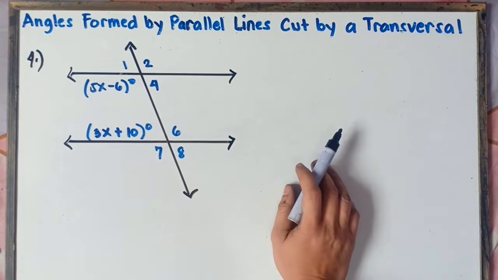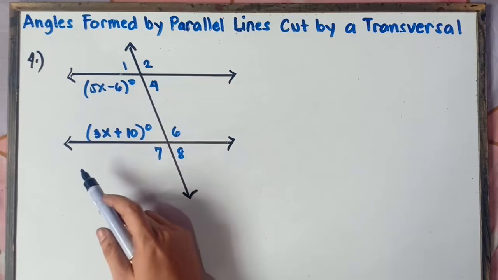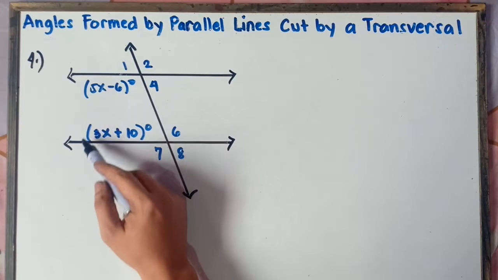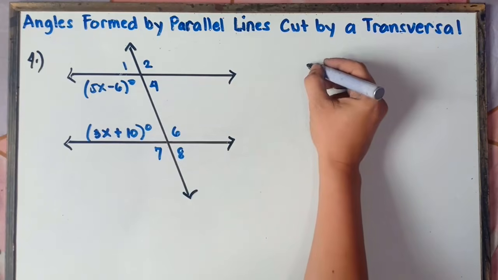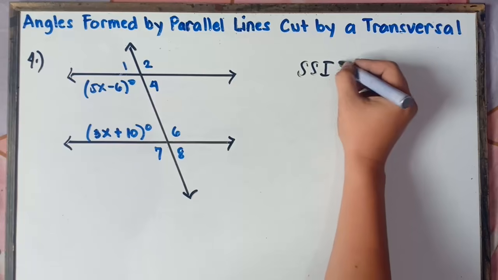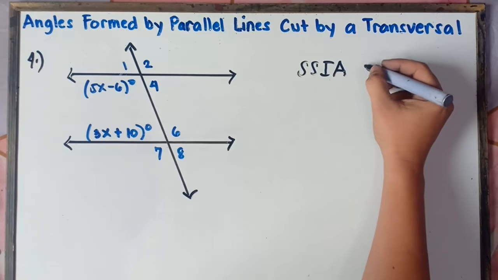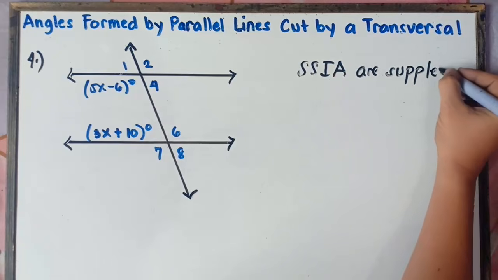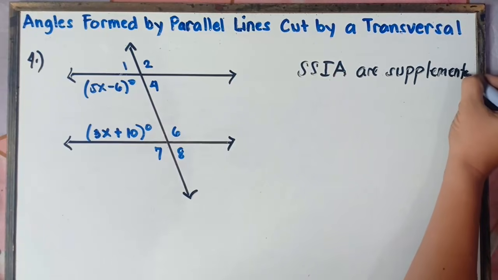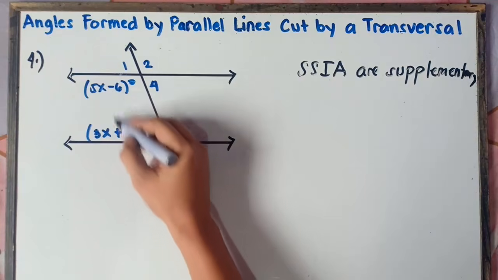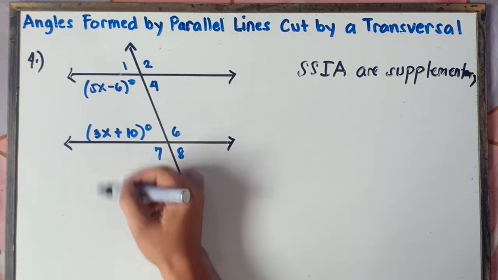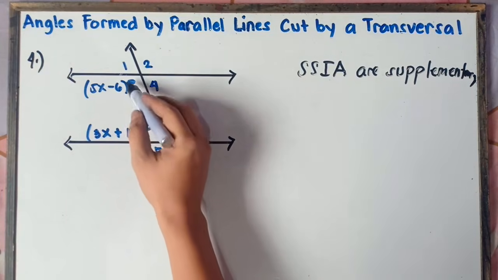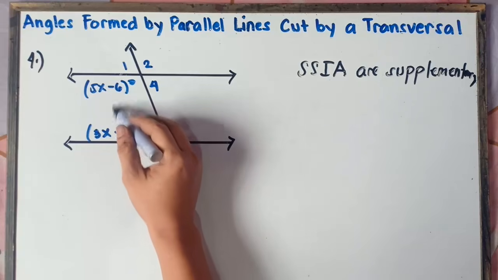Now, if you are given an example like this, class, you can recall that same side interior angles are supplementary. Once again, same side interior angles are supplementary. What do you mean by that one, sir? Supplementary. Therefore, class, if you add the two angles, the sum is 180.